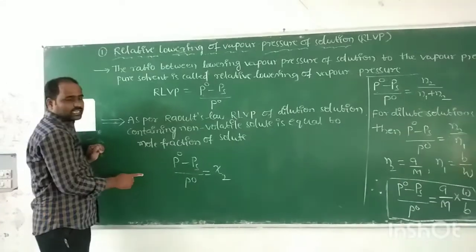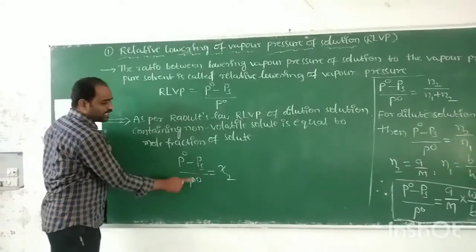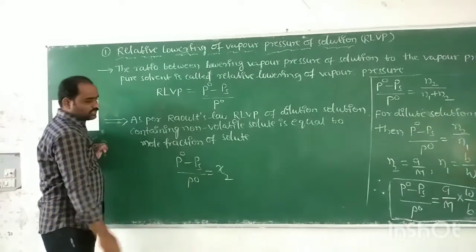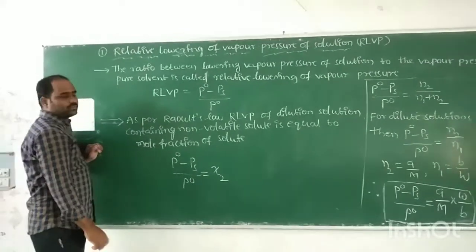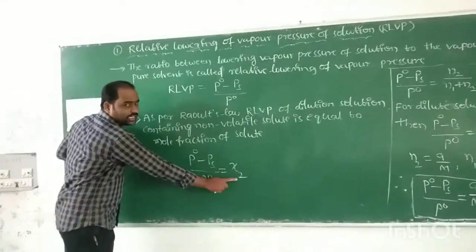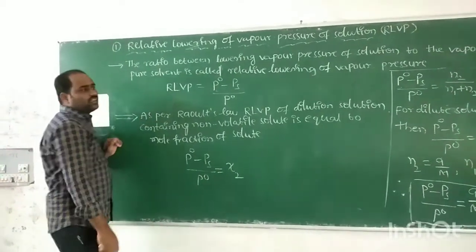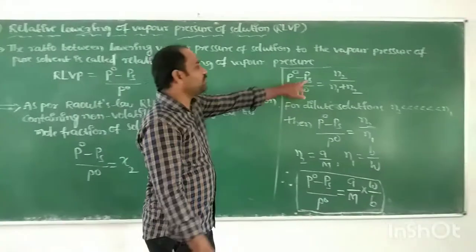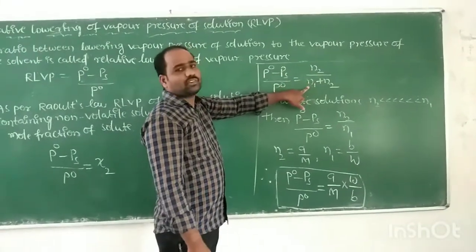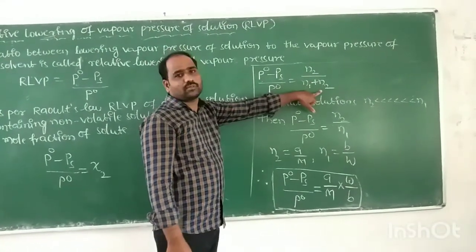This is mathematically indicated as (P0 - Ps)/P0 = x2. Here x2 is the mole fraction of the solute. We know that the mole fraction of the solute is equal to the number of moles of the solute divided by the number of moles of the solvent plus the number of moles of the solute.